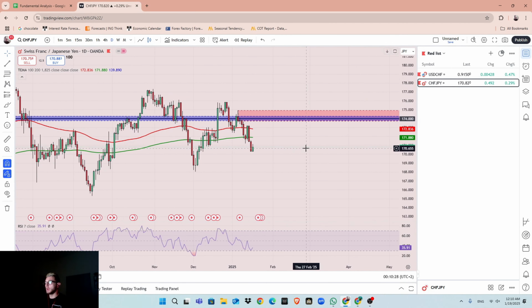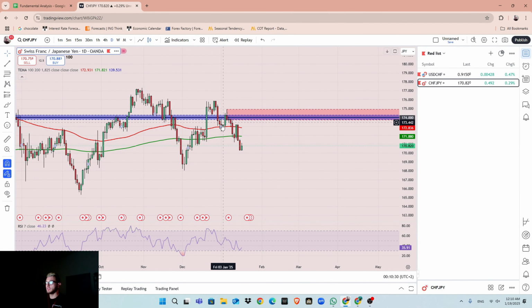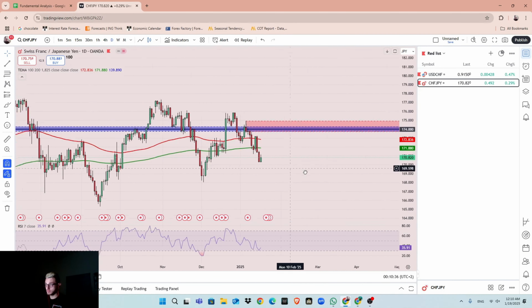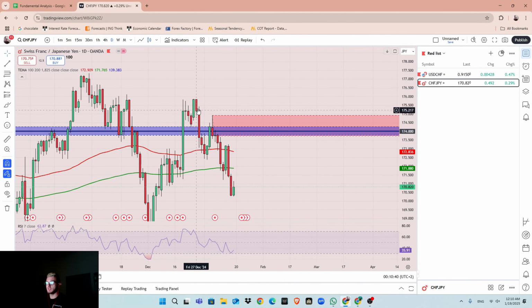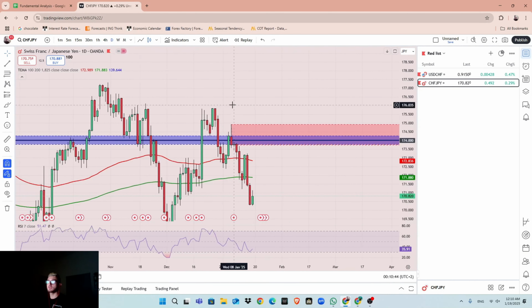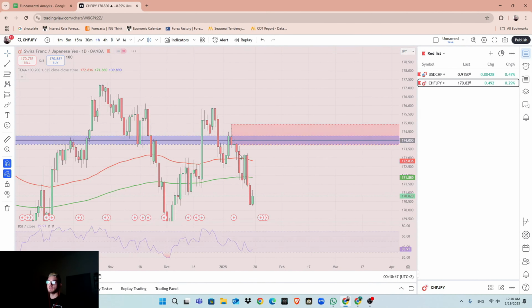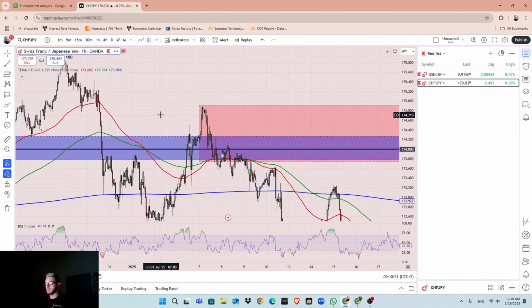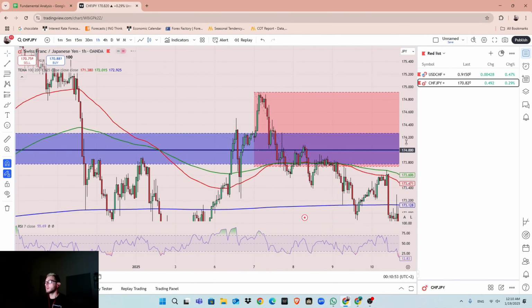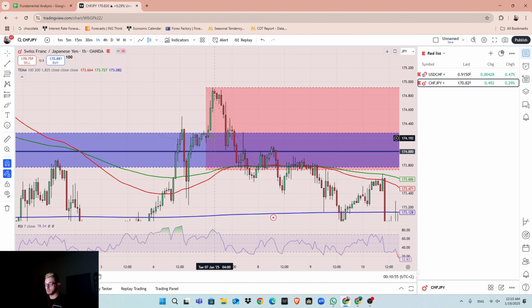CHF JPY, I was already waiting for prices to reach this area in order for me to take a short position. First area I was looking to short is at this supply zone. We hit the supply zone. I did not take an entry, although it would have been a great entry. So my entry will be after 1 hour shift in market structure, which is this area.